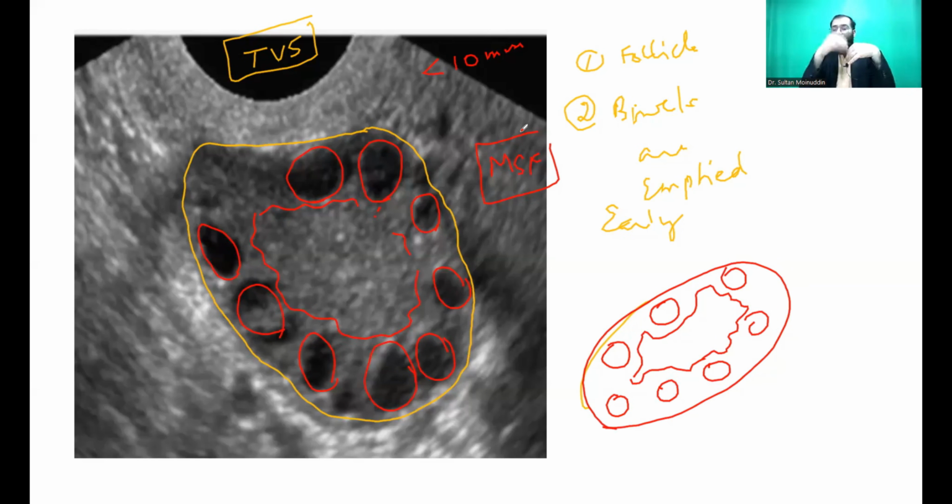Many times people confuse vessels as ovaries, or confuse other structures as ovaries. So you can just put a color box on this. These follicles will not show color flow, whereas the vessels would show color flow within them.